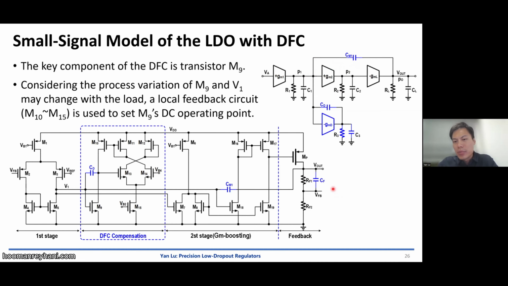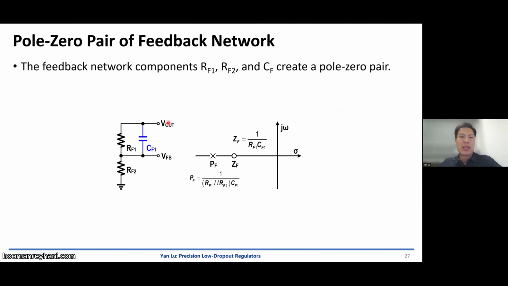Another technique they propose here is to have a CF. I think the next slide better explains the effect of CF1. This is the feedback resistor ladder, RF12. So this capacitor is feed-forwarding the signal, right? The high frequency Vout can go through the capacitor to V feedback, giving us a 0. But nothing comes for free.